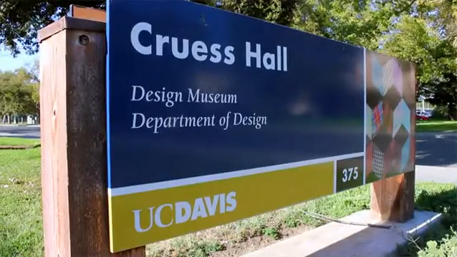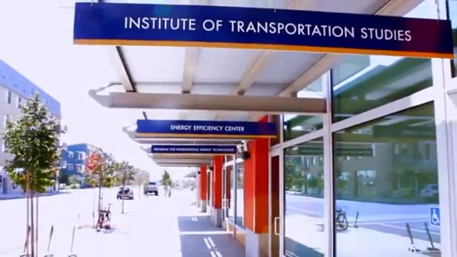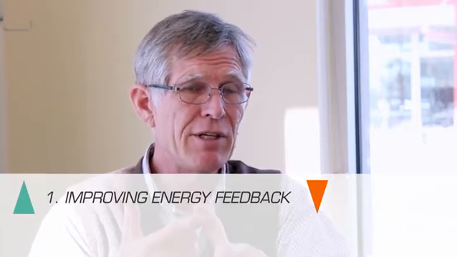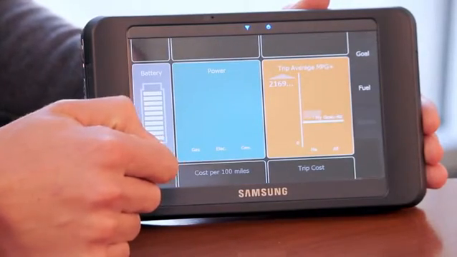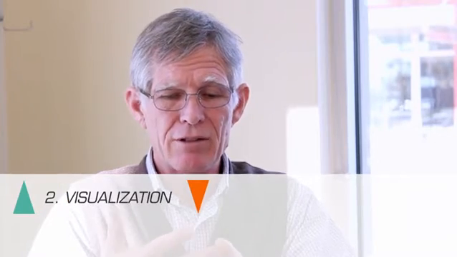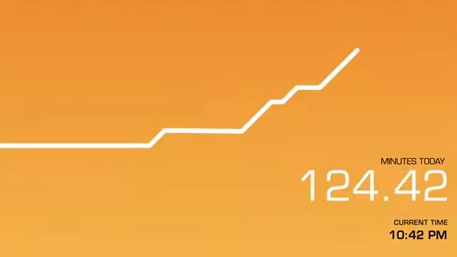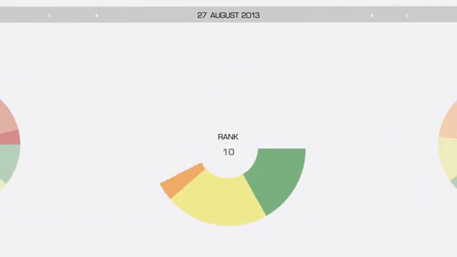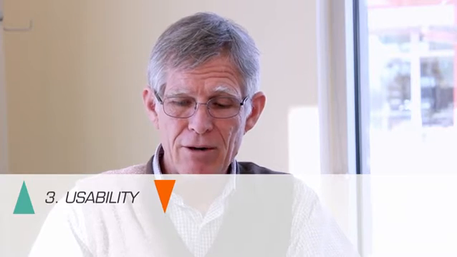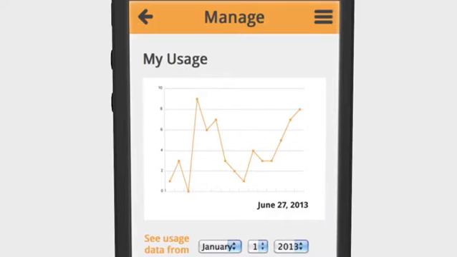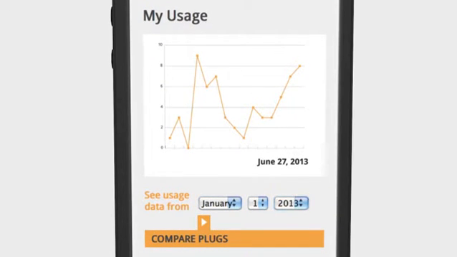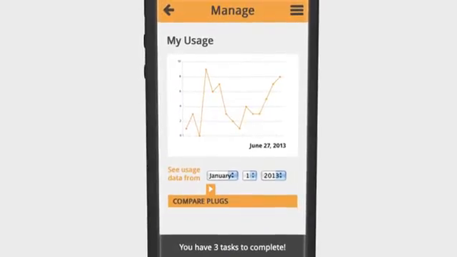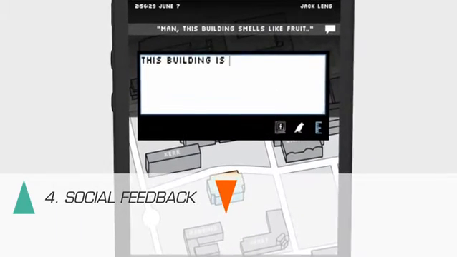Now, we've brought together computer science, the design department at UC Davis, as well as our group of transportation researchers to work together as a team to improve these in 4 areas. One is improving energy feedback, and feedback is the information that is actually given. The second area is visualization, which refers to how do we visualize energy use in a way that's effective in changing people's understanding. The third area is usability, and usability refers to the actual ability through the interface of the user to effectively control that energy, to really understand what they're doing. The final area is social feedback or social media.